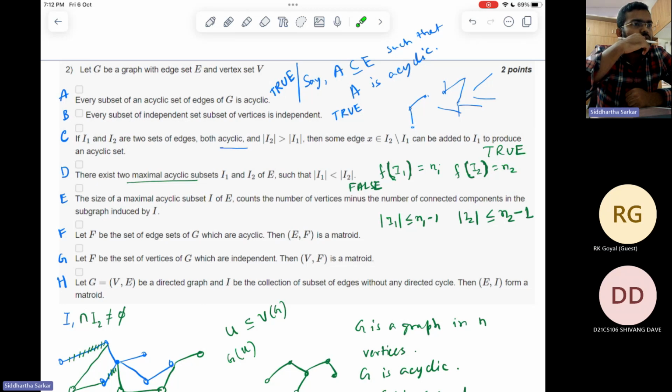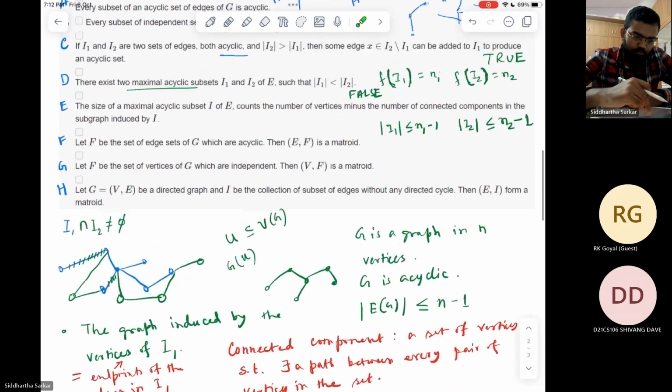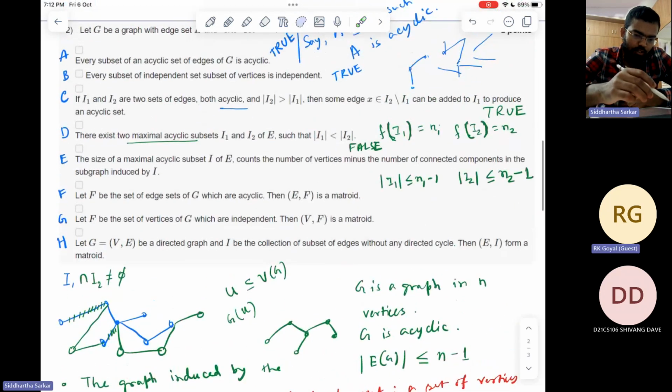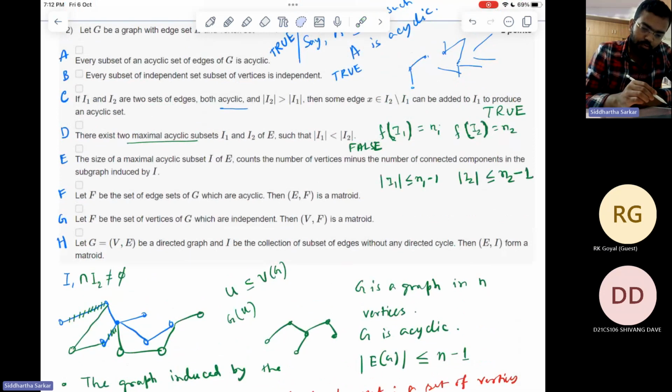Subgraph induced by the edges means the subgraph induced by the endpoints of the edges. So, what does it mean? If you can give a small example, or draw a graph. So let's do one thing. Let's copy this statement.